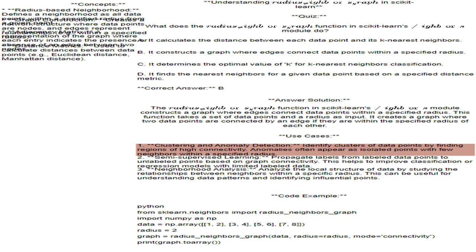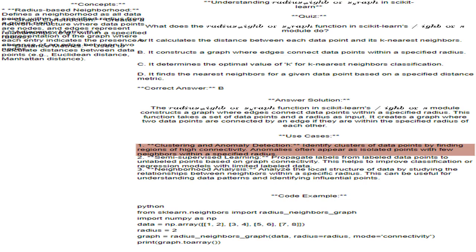1. Clustering and anomaly detection. Identify clusters of data points by finding regions of high connectivity. Anomalies often appear as isolated points with few neighbors within a specified radius.